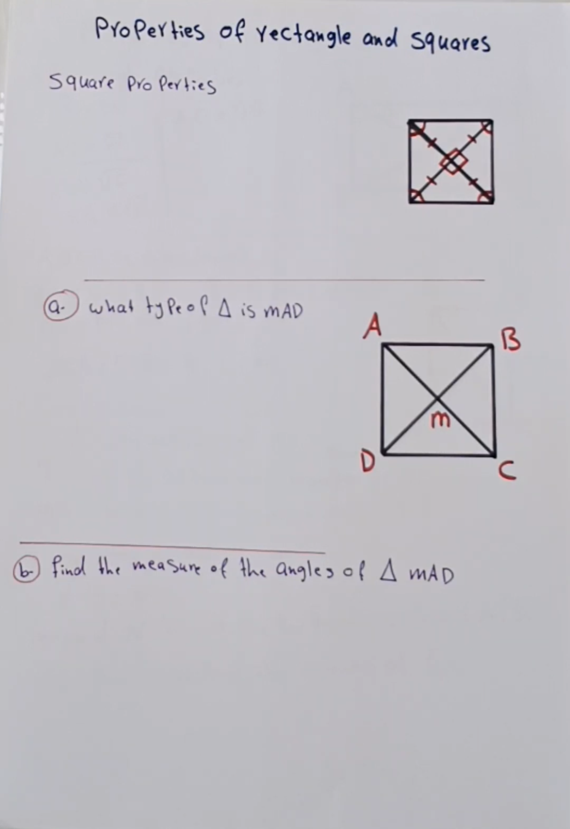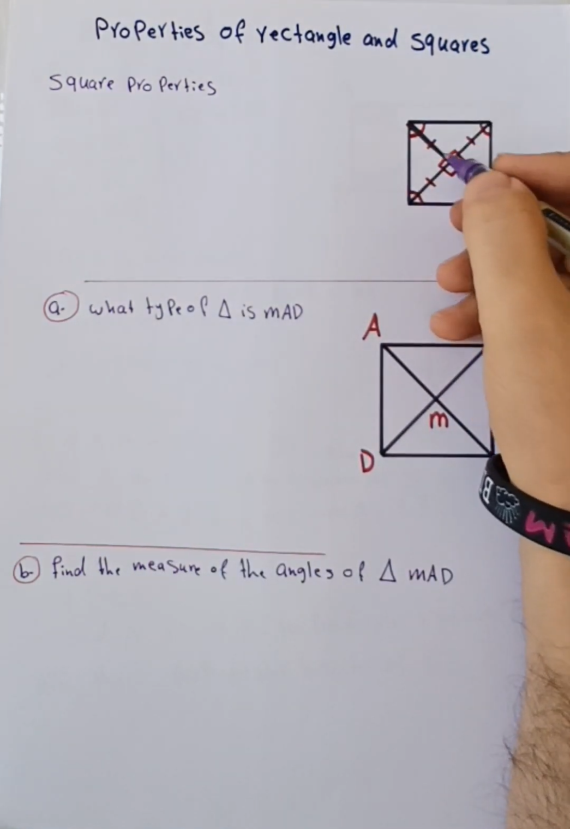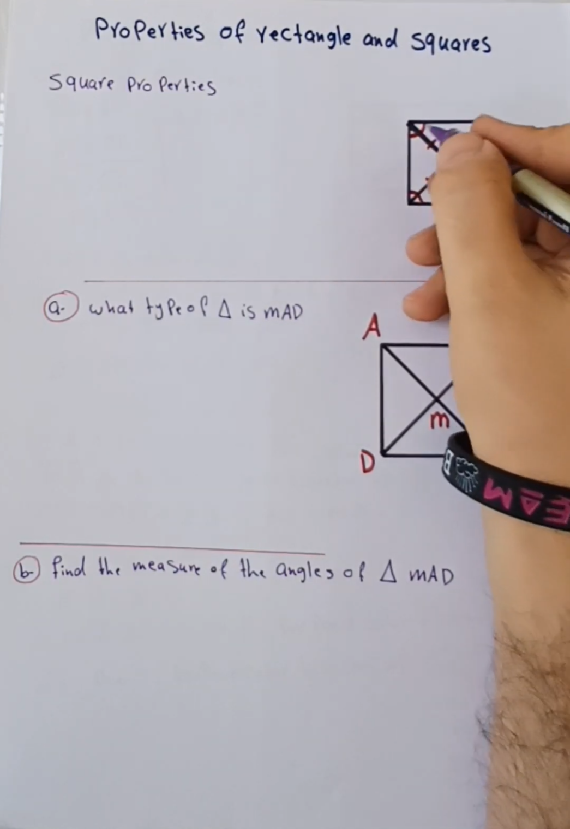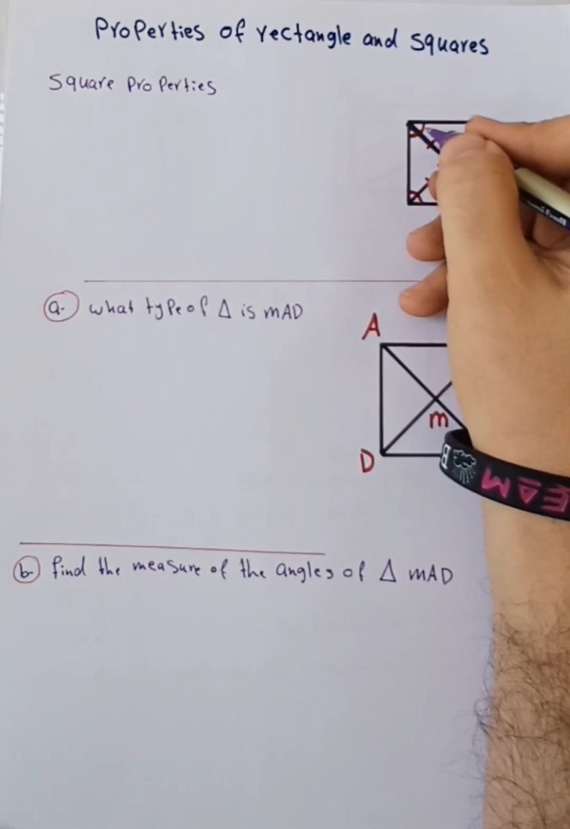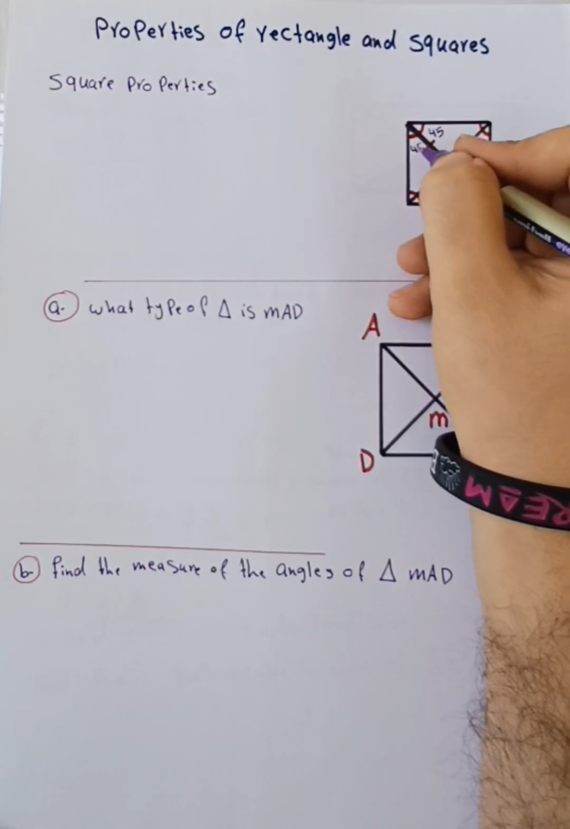Each diagonal is the bisector of the 2 angles that lie on its endpoint. It means in square we have 4 right angles and these diagonals bisect these angles. For example, always this angle is 45 and the second one is also 45.